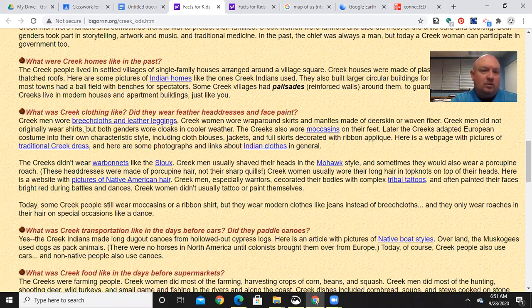They wore breechcloths and leather leggings, taking advantage of what's in the environment around them. Women wore wraparound skirts and mantles made of deer skin or woven fiber, which tells us that quite likely, if you're going to have traditional clothing, there was probably weaving material in those woods, or deer.